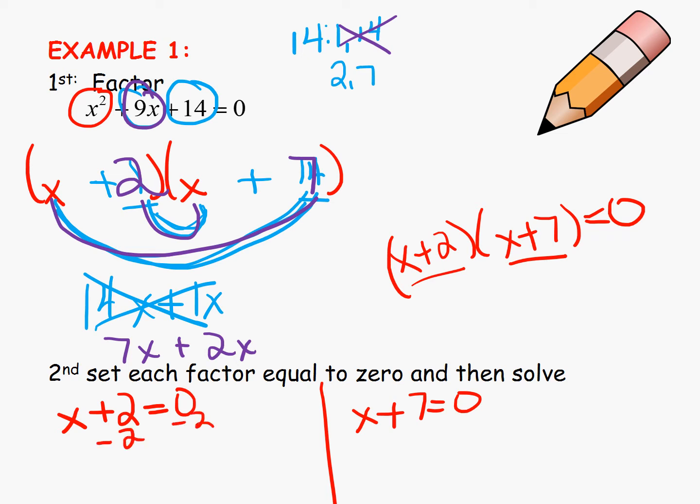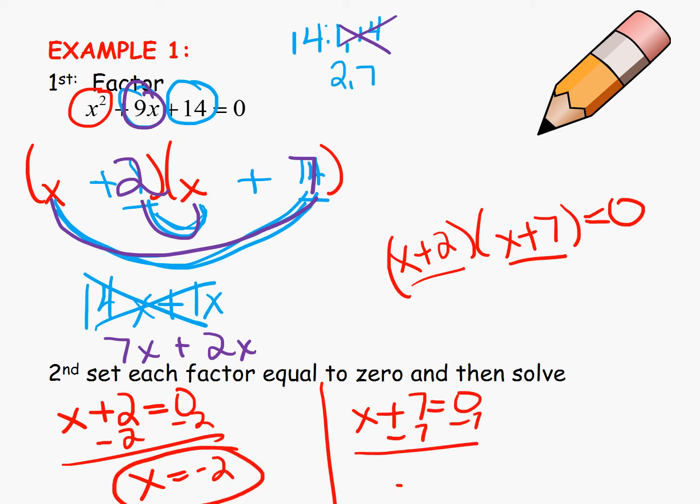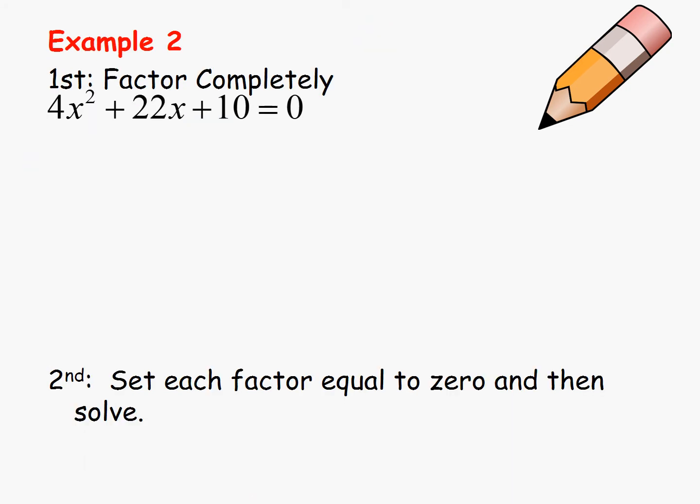Subtracting 2 from both sides, we get x is equal to negative 2. And then we subtract 7 from both sides, so we get x is equal to negative 7. So those are my two solutions, and that is my first example. Let's move on to number 2. All right, example number 2.